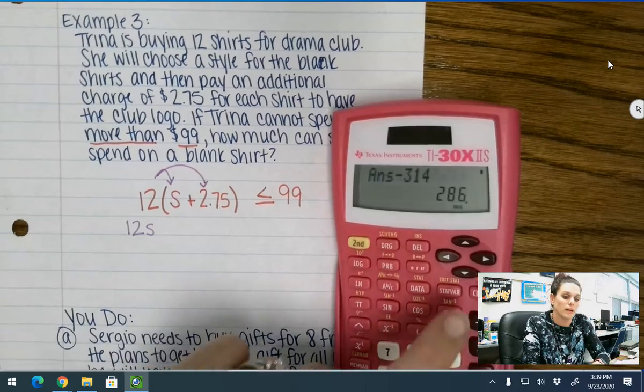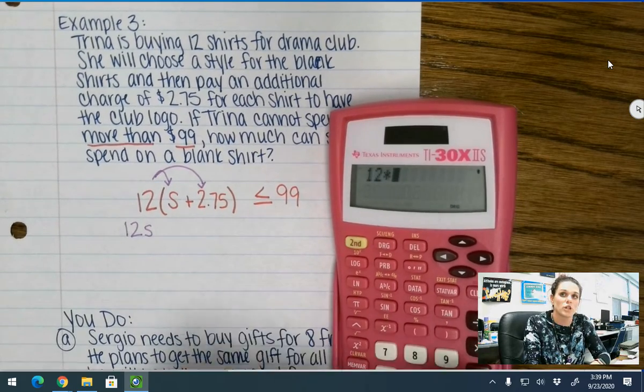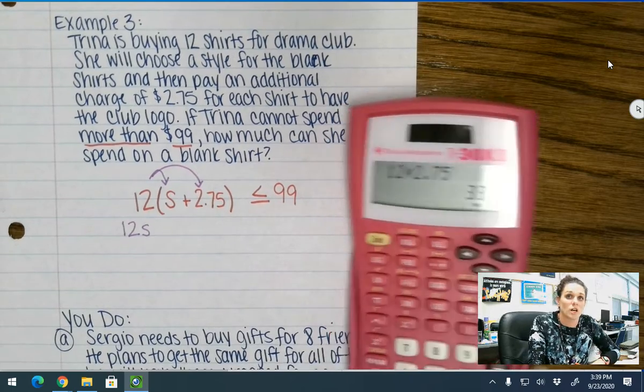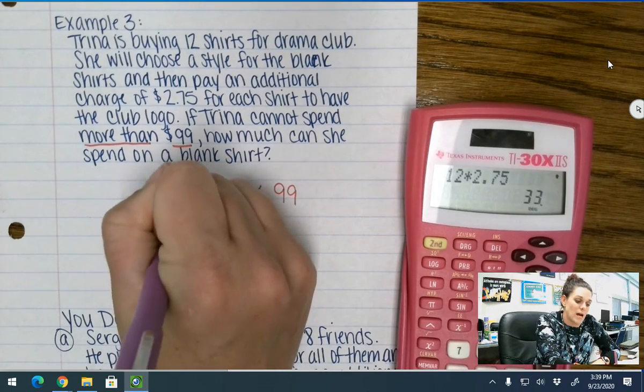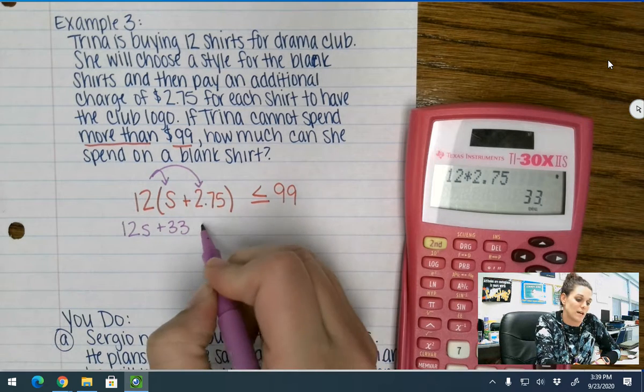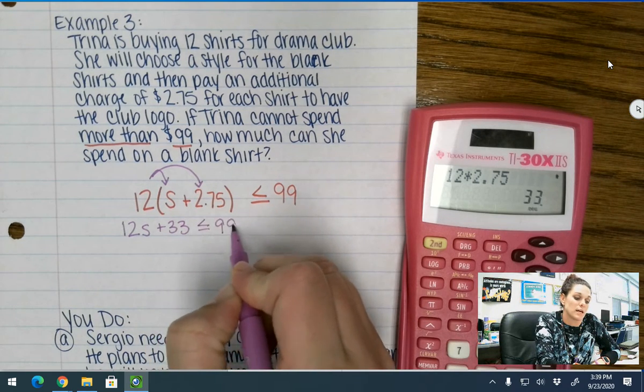So we're going to pick up our handy-dandy calculator, and we're going to say, well, if I have 12 shirts, and it's going to cost me $2.75 on each shirt, all right, I have to pay $33 to put my club logo just on the shirts. That still has to be less than or equal to the $99.